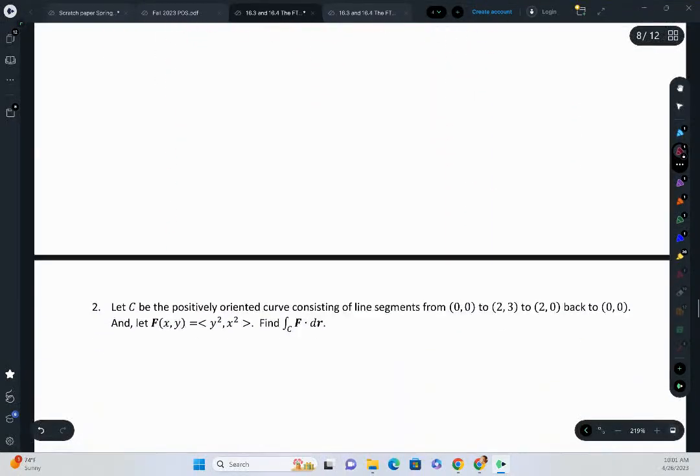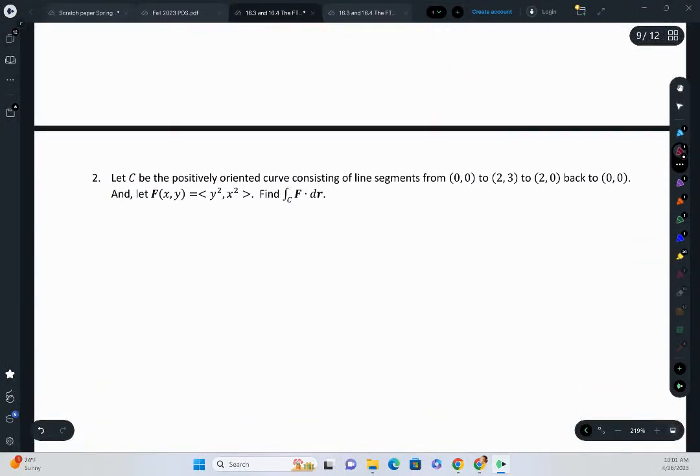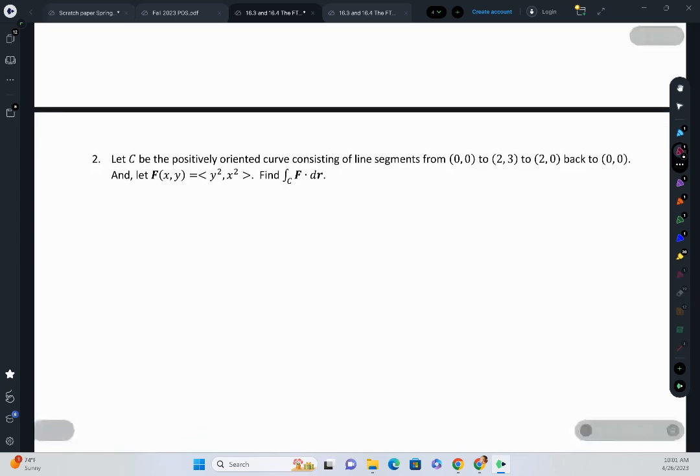All right. Now let's see. What do we have here? We have C. This is supposed to be a positively oriented curve. I've got a mark in my notes saying that it's actually not positively oriented. So let's see what ends up happening there. I'm going to draw everything, and I'm also going to cross out this positively oriented curve.